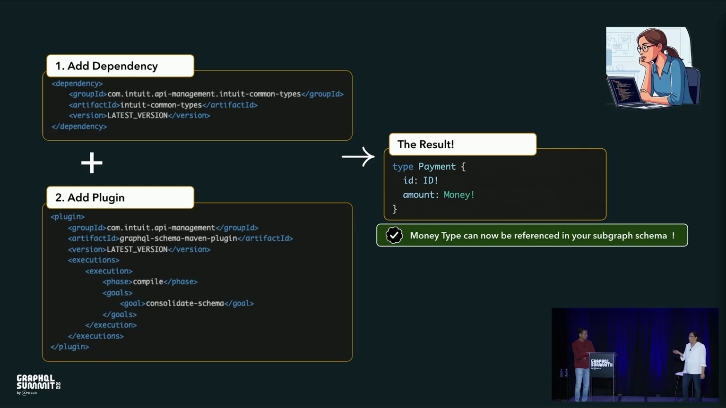This plugin generates a unified schema file which merges the common shared types with your subgraph schema. Now, this unified schema file can be used in key processes like linting, publishing to the supergraph, and more. As a result, the Money type is now available for you to reference in your subgraph schema.